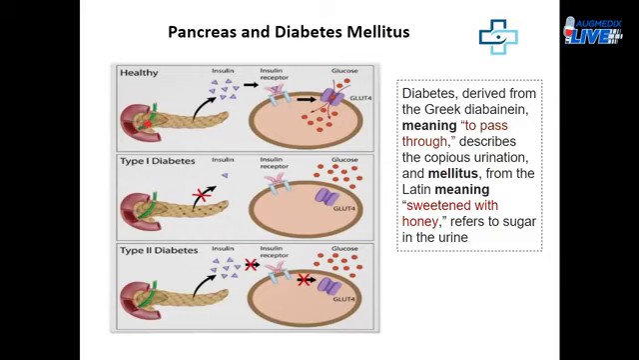So what does pancreas do? Whenever we take food, suppose we take carbohydrate, the carbohydrate is broken down to a simple form known as glucose. So once the glucose enters our blood, we have a high level of glucose. Now this stimulates the pancreas to release insulin.